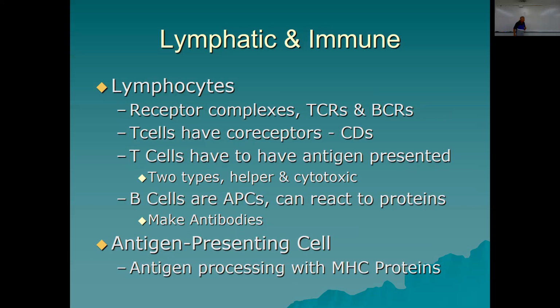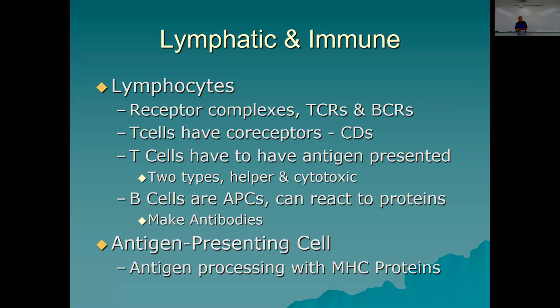All right, lymphocytes. These are cells that conduct adaptive immunity. They have receptor complexes, T cell receptors and B cell receptors. These are receptors for foreign proteins. It is kind of amazing. The immune system is kind of amazing in the sense that you have in your lymph nodes lymphocytes that have receptors for foreign proteins on bacteria and on viruses that you have never encountered.